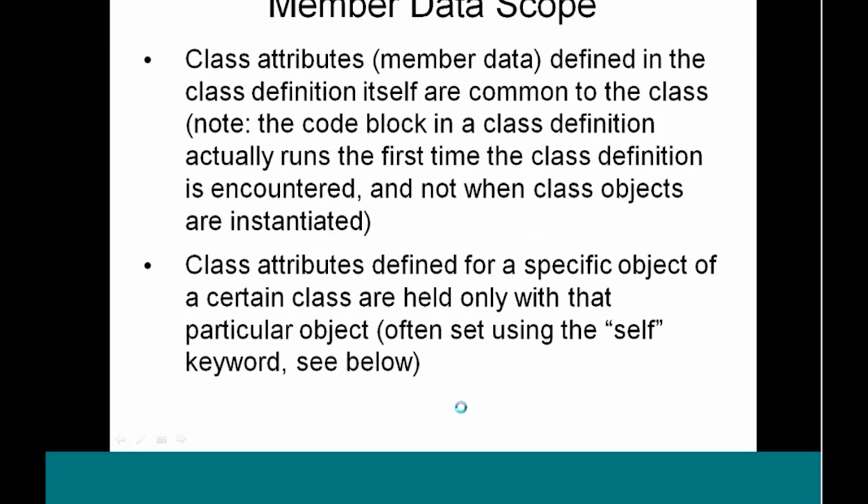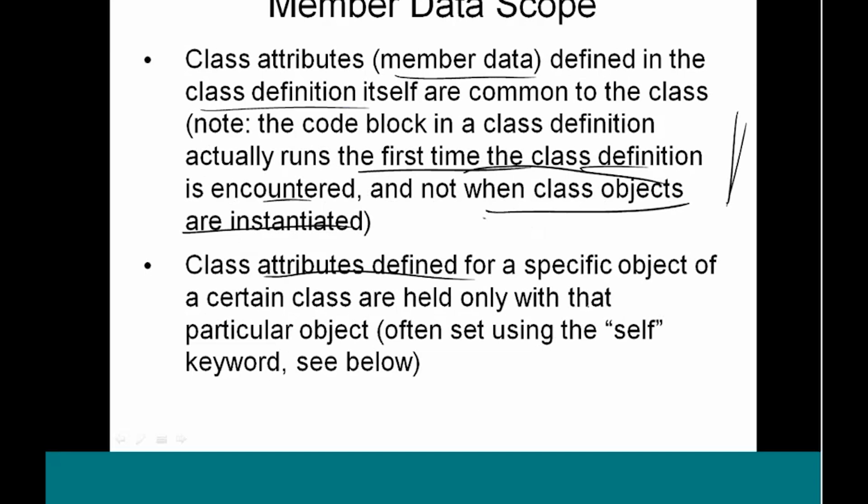Now, what is the member data scope, or scope of the member data? The class attributes, that is the member data, defined in the class definition itself are common to the class. So the code block in the class definition actually runs the first time the class definition is encountered, and not when the class objects are instantiated. So this is another thing that you may want to keep in mind. When the class objects are instantiated, the code block does not get to run. It only runs the first time the class definition is encountered.